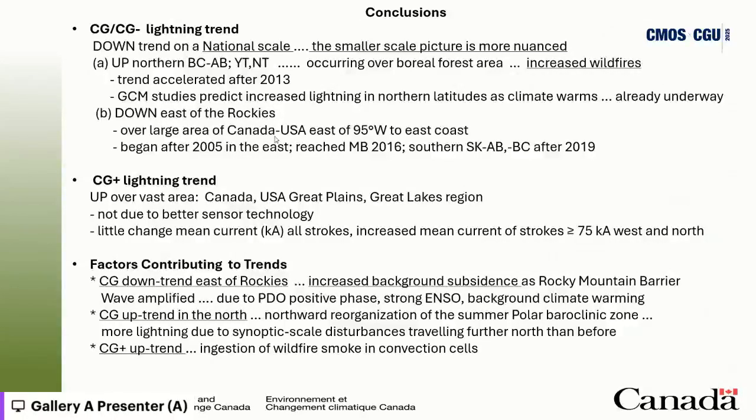which began in about 2005, reached Manitoba in 2016, and southern Alberta, Saskatchewan, and BC about 2019. The upward trend of positive lightning is over a vast area. We feel it's not due to better sensor technology. We feel this is a real effect happening, and it may be due to ingestion of wildfire smoke.